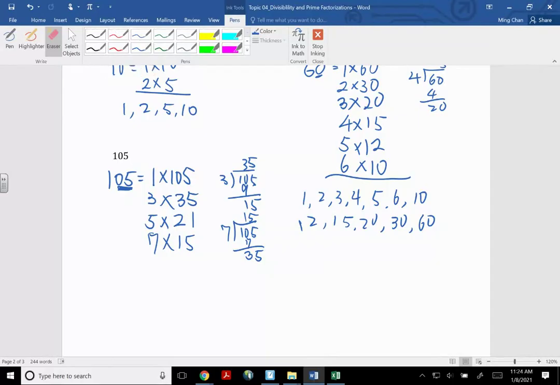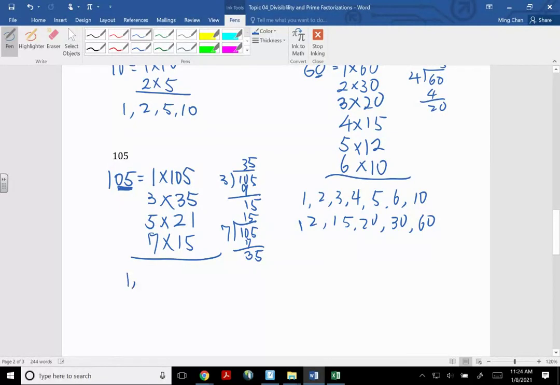14. 14, no. Because 4 times no number ends with a 5. 15, I already got 15. So that's it. And that's how we run through all the numbers until we repeat ourselves.